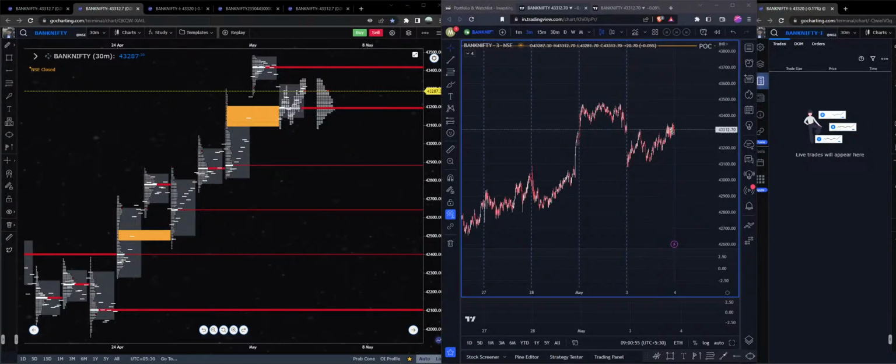Today is the 4th of May 2023. The current time is 9:01 a.m. IST, and today is the weekly options expiry for the Bank Nifty. You know, those two options and indices. Okay, so let me first start with what has happened yesterday.